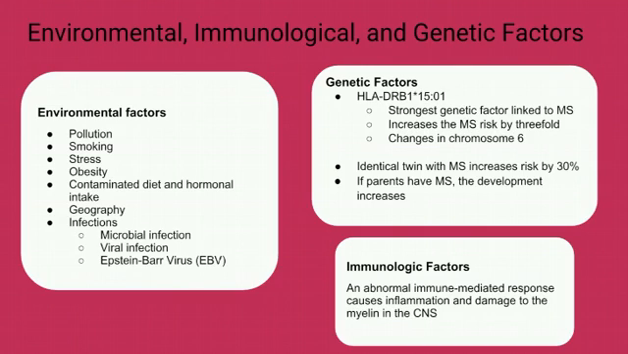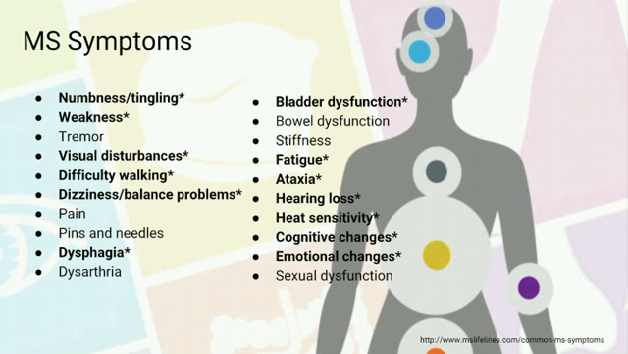And also, immunological factors: an abnormal immune mediated response causes inflammation and damage to the myelin in the central nervous system. Symptoms vary from person to person. So here I list the various symptoms associated with MS. The ones in bold with the star are the ones that Susan is experiencing. So I will go into further detail on the symptoms that Susan is experiencing.